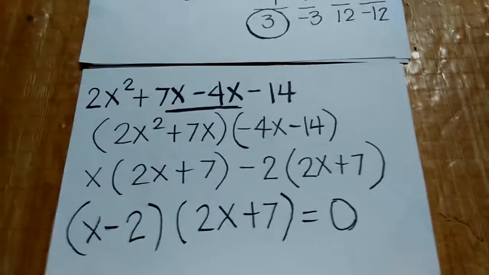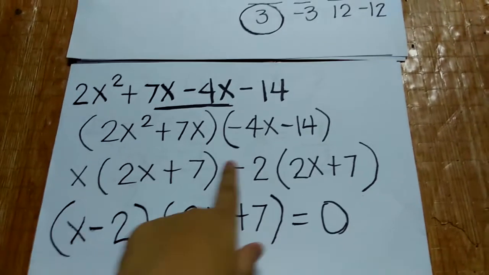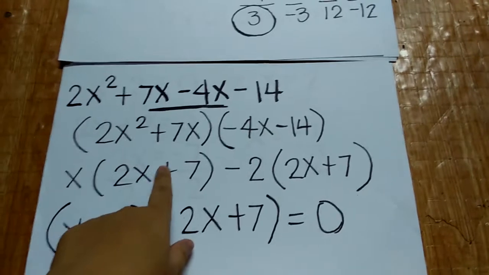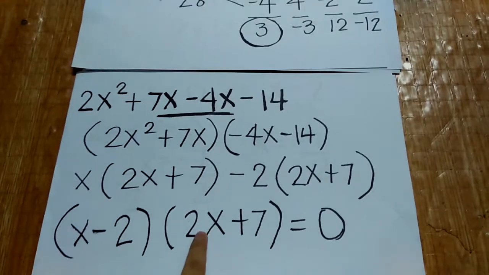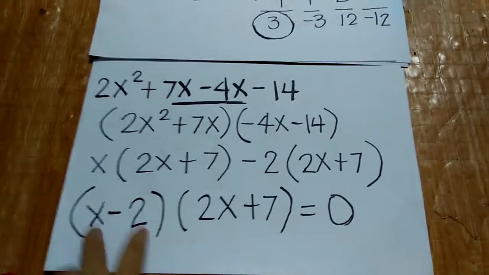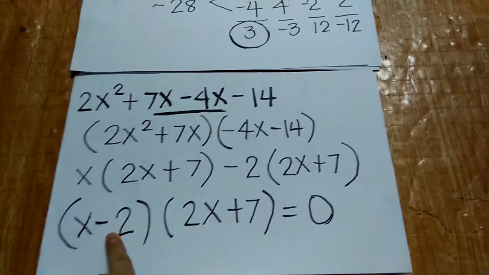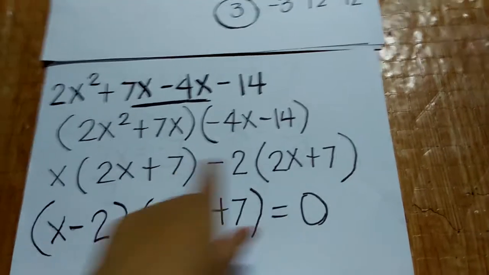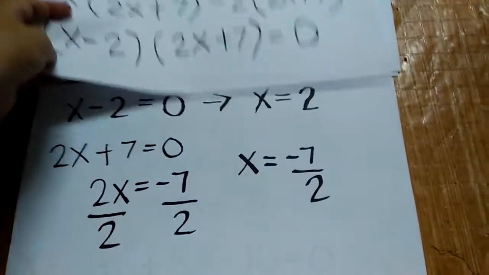Ang gagawin lang natin, pagsamahin lang natin yung dalawang GCF. Yung x at saka negative 2, pagsamahin natin as 1. At pag-isahin natin to, total pareho naman sila. So, we write it as 1. So, 2x plus 7. Okay? Again, itong x minus 2, ito'y galing dun sa dalawang GCF. X minus 2, pinag-isa natin as binomial. And then yung 2x plus 7, pinag-isa rin natin. Then, equal to 0. Okay, then, apply the zero product property.